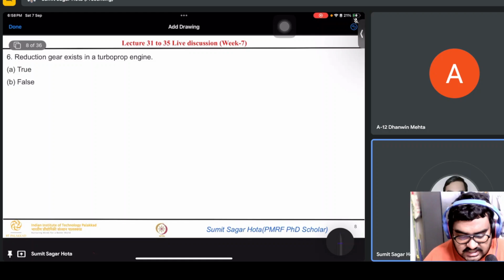And then what is the rpm at which these gears will rotate. So by reduction in all these things, from the higher size gear to the lower size gear, we can actually increase the rpm, or the revolution, of the gear. So in that way we can go to a very high speed operation of the turboprop engine.